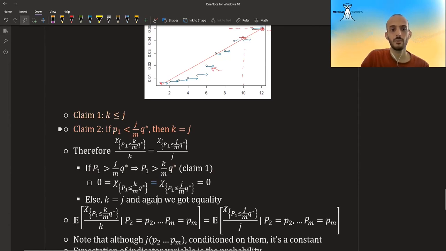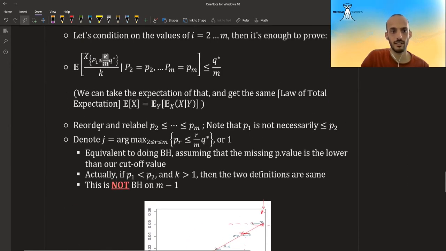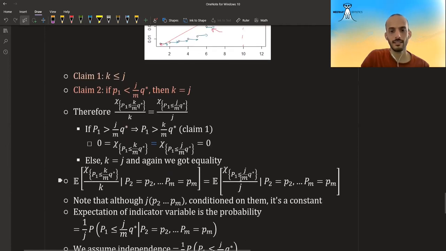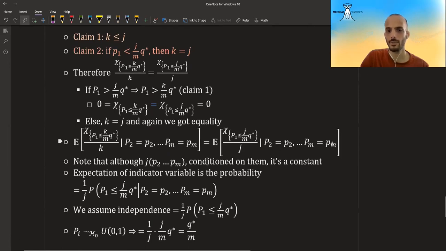And if P1 is actually less than J divided by M times Q star, then we just said that K is equal to J. And in that case, we again get the equality. So all of this is just so that I can replace K with a J. So let's say we take this and we replace it with a J. And now given P2 to PM, remember J only looked at P2 to PM, and given that we have them, then J is already a constant. If we are conditioning on P2 to PM, J is a constant. So we can take it out.